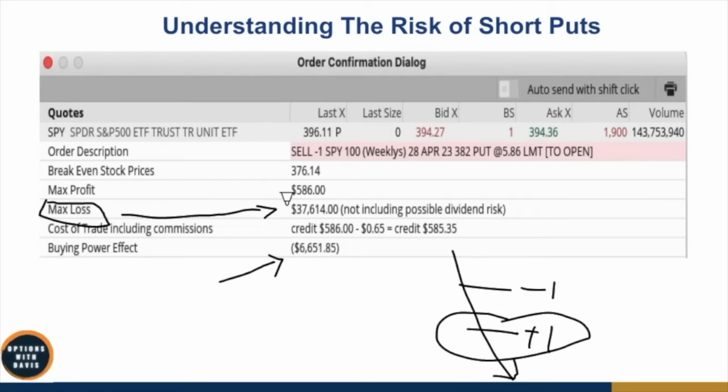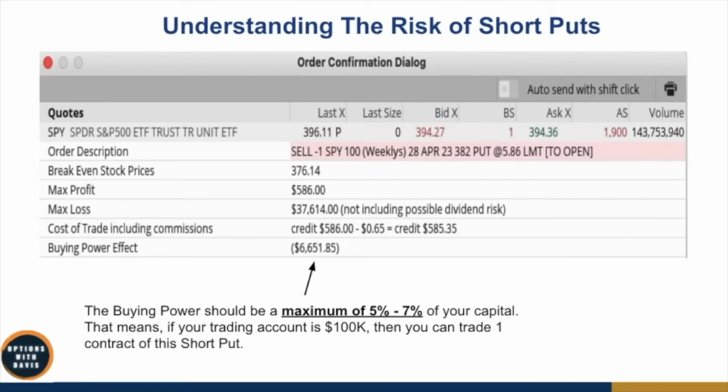So to prevent you from losing this max loss, what you need to do is that whenever the position reaches this amount, right, you start to lose the buying power requirement which you put up for the trade, the initial buying power requirement, then you want to cut loss, right? This is the most important part, because we do not want your loss to go bigger than this. Because remember, when you are putting on any of the trades, you need to have your capital allocated, right? So the buying power should be a maximum of 5 to 7% of your capital. That means to say, if your trading account is $100,000, that means you can only trade one contract of this short put.